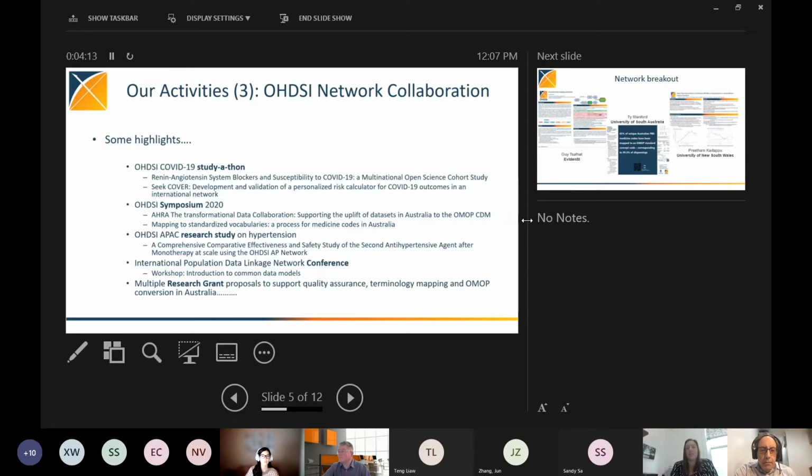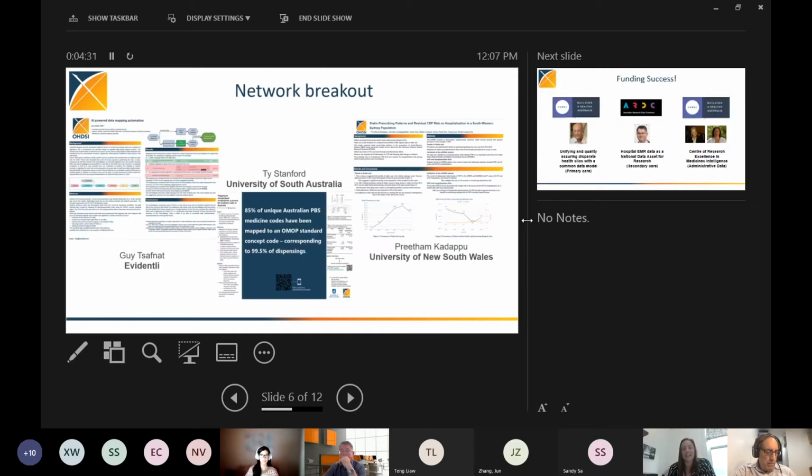We did a workshop for the International Population Data Linkage Network Conference. So that was really great, just introducing the data linkage community to the CDM and how you might translate your data into the CDM and what would the benefits be for that. So that was really exciting to be part of that conference. And some research grant proposal, which I'm pleased to say we've actually had some success in funding this research here in Australia.